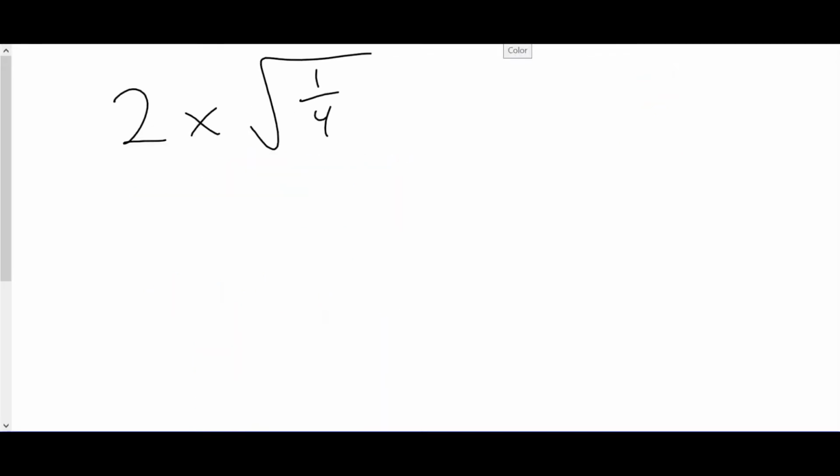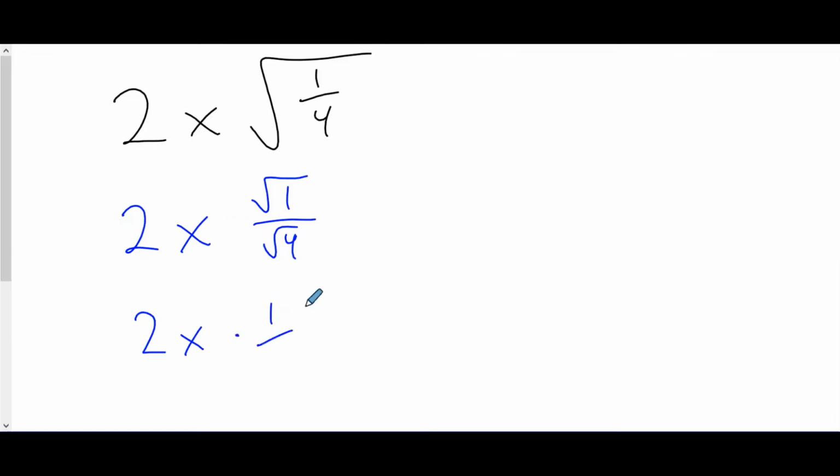Now I have the square root of a fraction. That's my quotient rule. I'm going to keep this 2x and rewrite this as the square root of 1 over the square root of 4. Well, 1 and 4 are both perfect squares. The square root of 1 is 1, and the square root of 4 is 2. So what is 2x times 1/2? Well, the 2's will cancel, 2 divided by 2. 1 times x is just x.